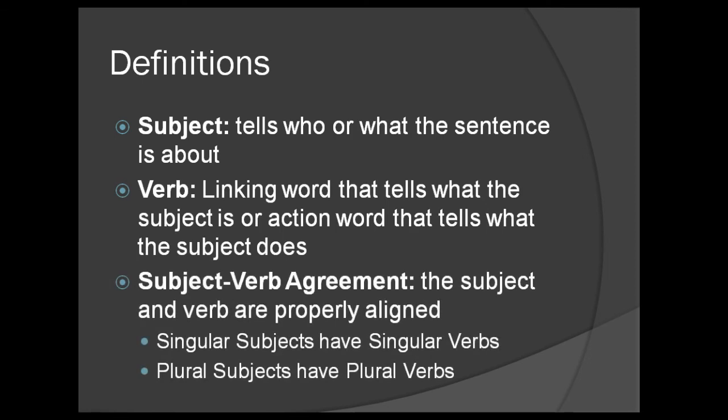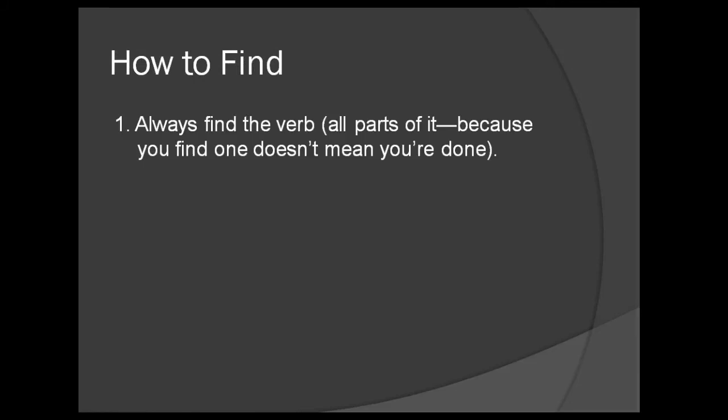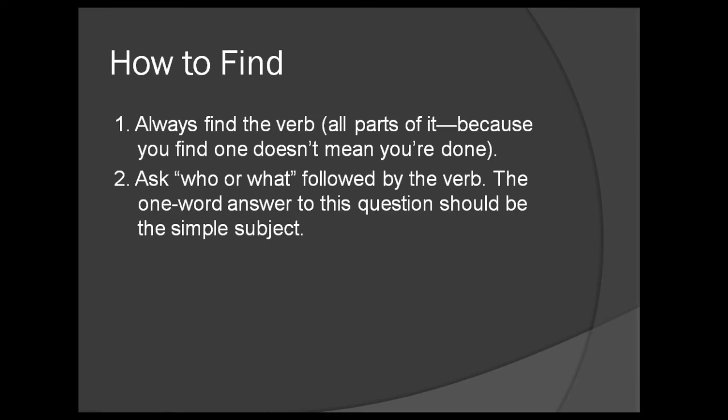Subject-verb agreement specifically is a subject and verb that are properly aligned. In simple terms, singular subjects have singular verbs and plural subjects have plural verbs. So how do we do this? Well, we always find the verb first, all parts of it, because if you find one, it doesn't mean you're done. We ask who or what followed by the verb. That one-word answer to this question should, in most cases, be your simple subject.